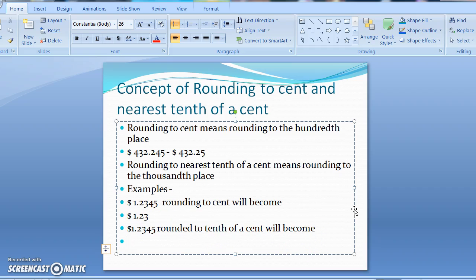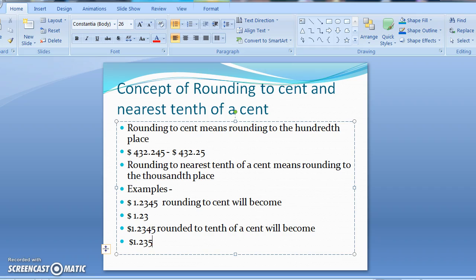And what about this one? 1.2345 rounded to 10th of a cent. Alright, so 10th of a cent means rounding to the 1000th place. Alright, so round it off to the 1000th. Let's see, 1 point, this is your 10th, 100th and 1000. Look to its right, it is 5, so it has to be rounded up, right? So 2, 3, 5 is your answer.